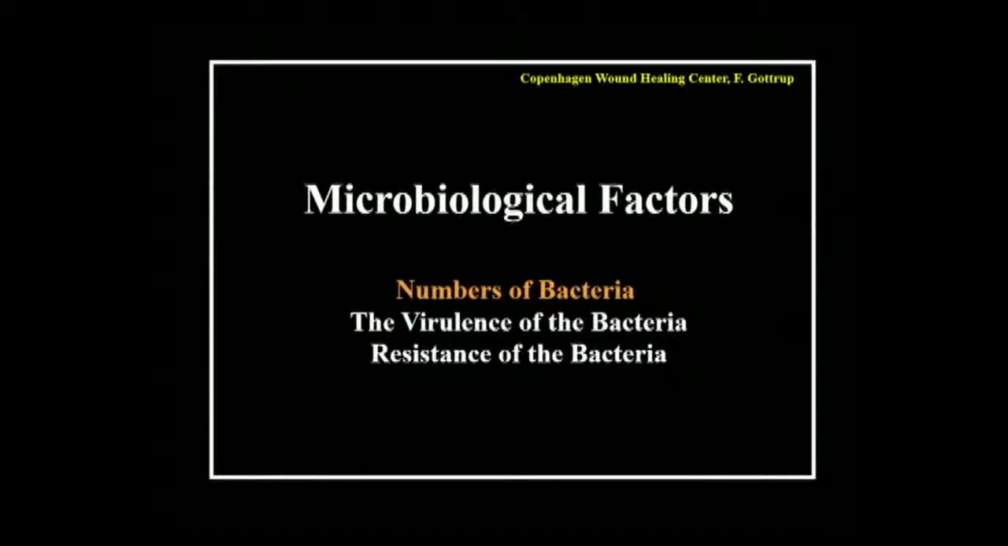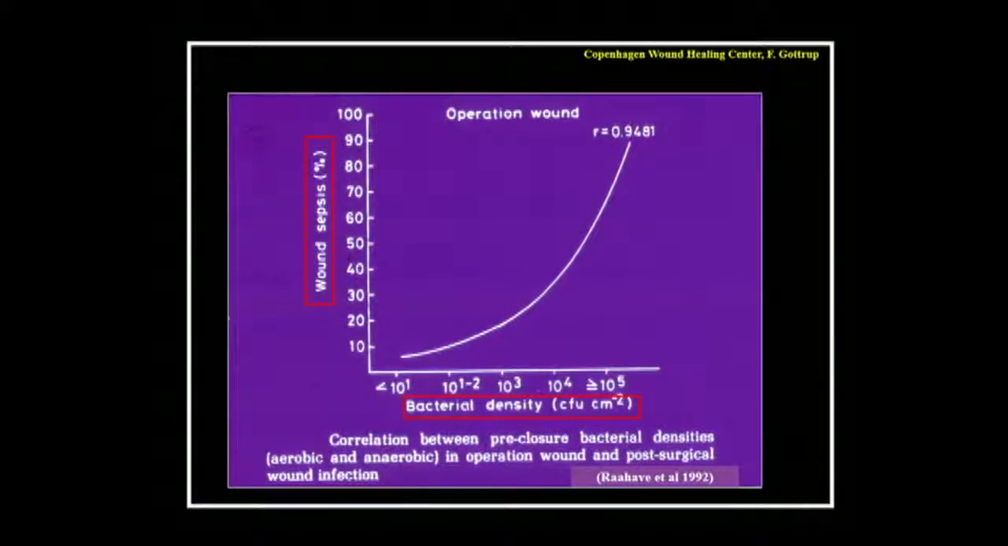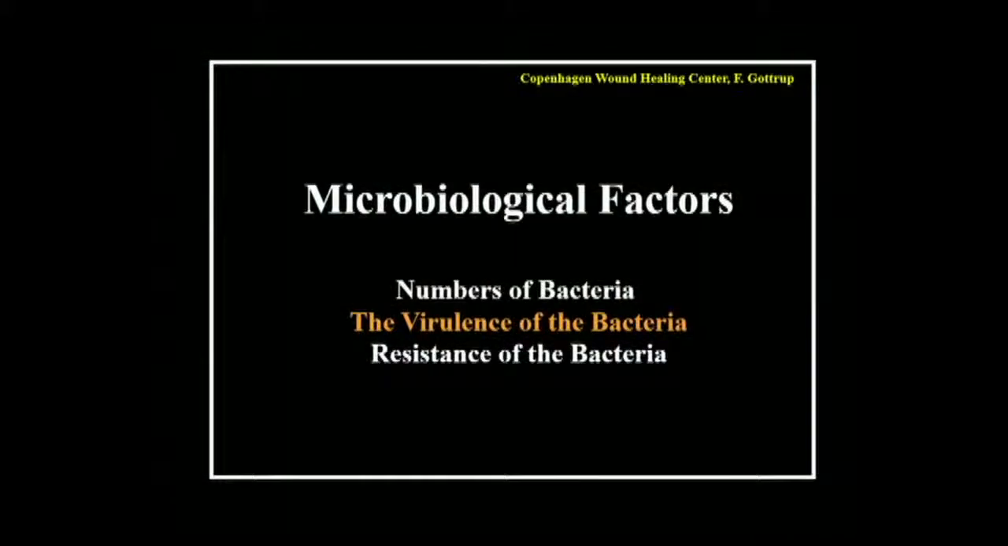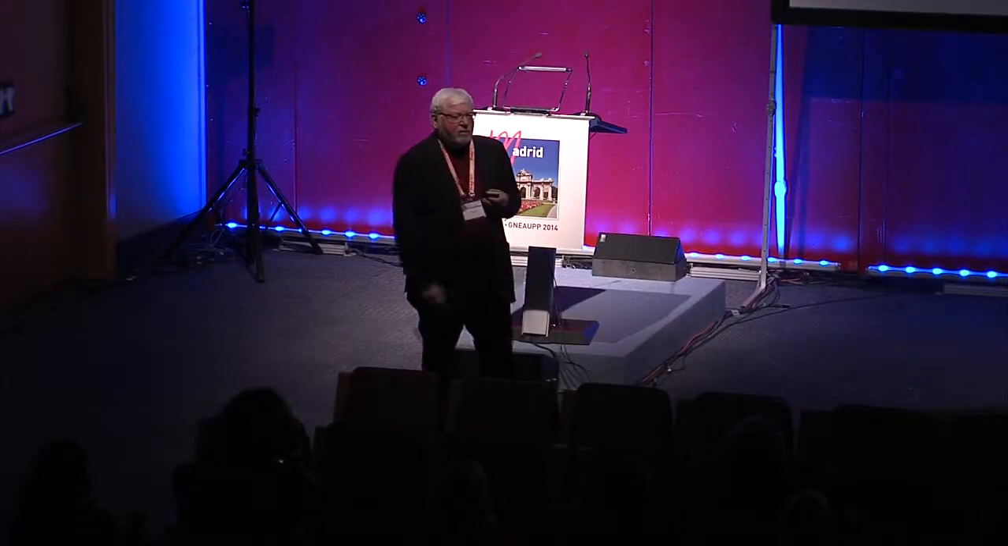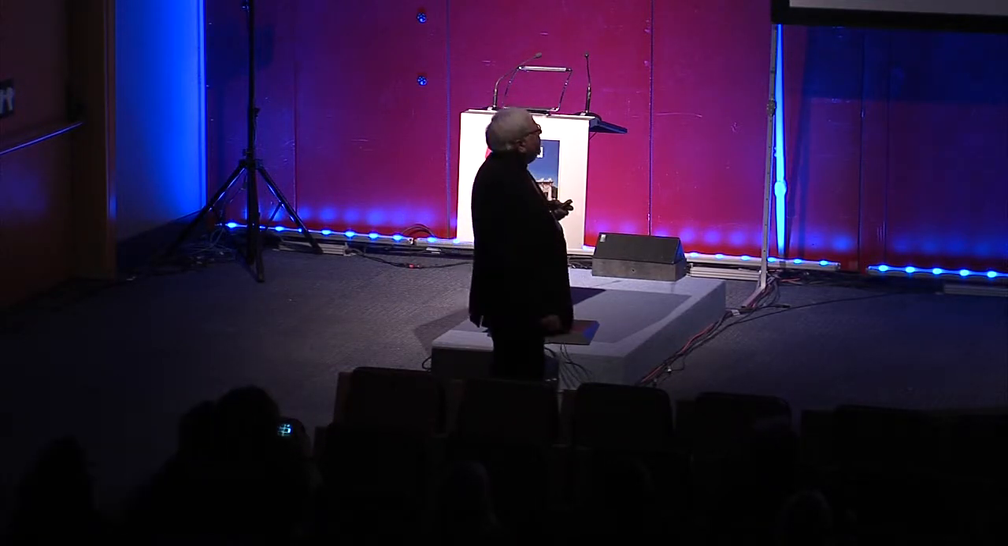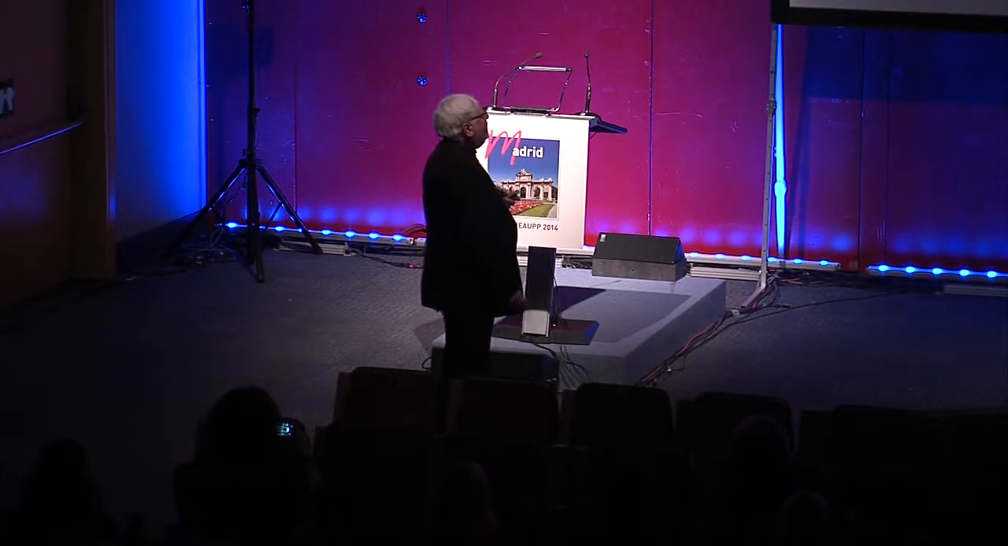Number of bacteria. It's an old slide again, because there is a direct correlation: the higher the bacterial density, the higher the wound sepsis. It's a totally clear correlation that way. So bacteria number is important. What about the virulence? That's something I have learned from one of my best friends, who is a professor of microbiology.